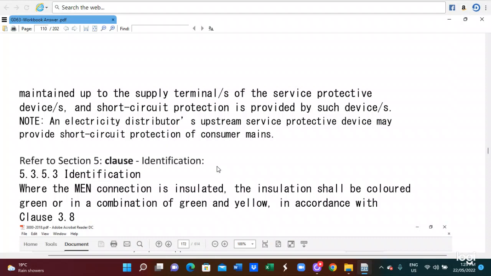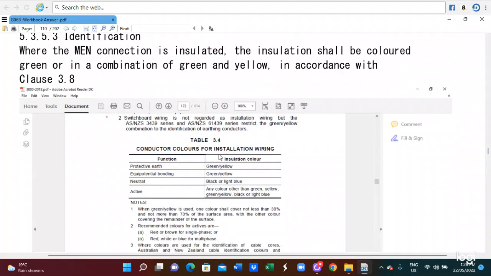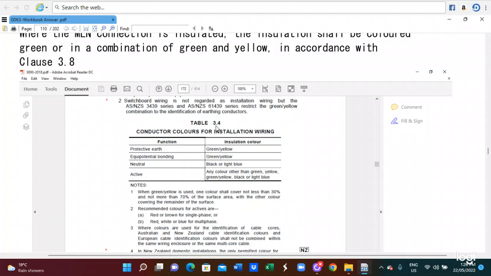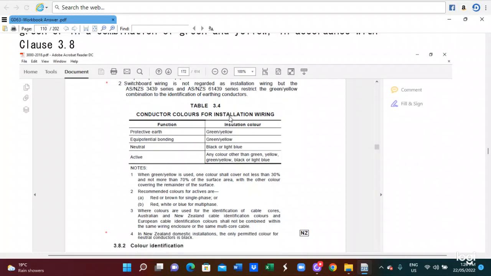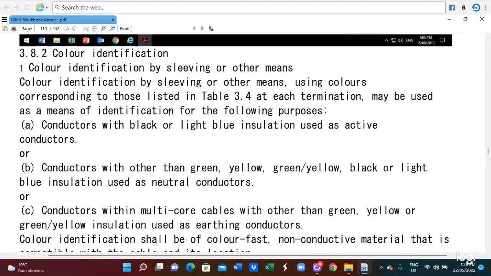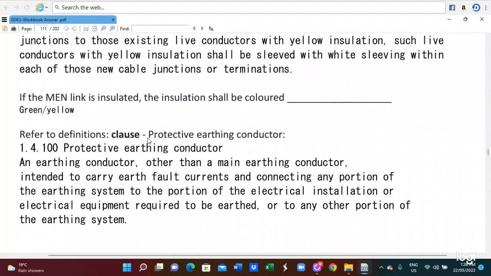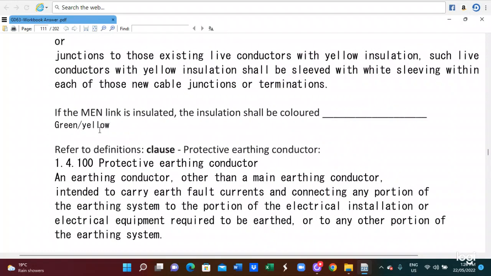And clause 5x3x5x3 mentions the identification. Where the earthing connection is insulated, the insulation shall be colored. So for this, you have to read clause 5x4, 3x4, connector colors for insulation wiring. In this clause, it mentioned the connector colors for insulation wiring. For the two connector color identification, you have to follow clause 3x8x2, so this is a color identification. Also the earthing conductor being insulated, the insulation should be colored green and yellow.